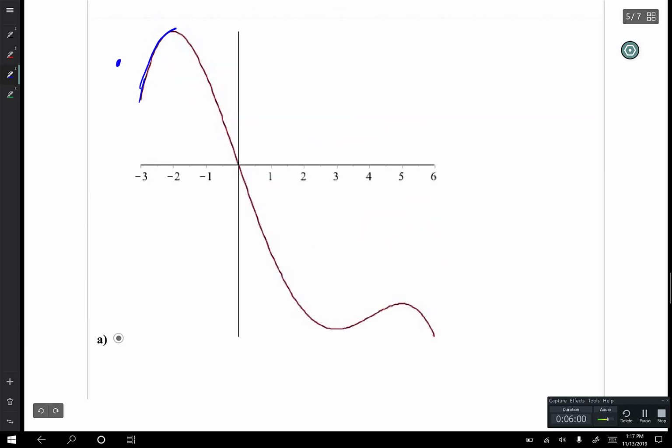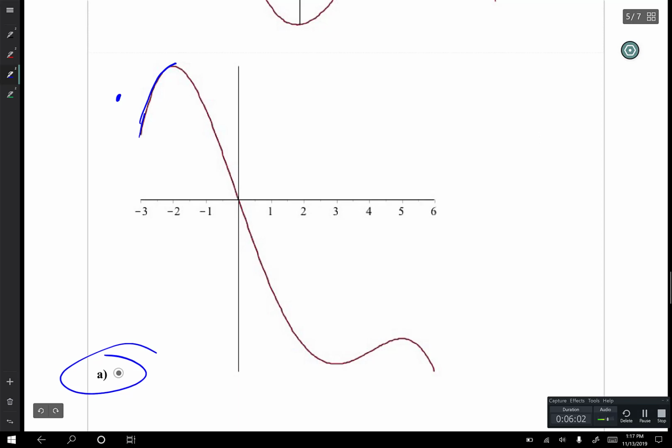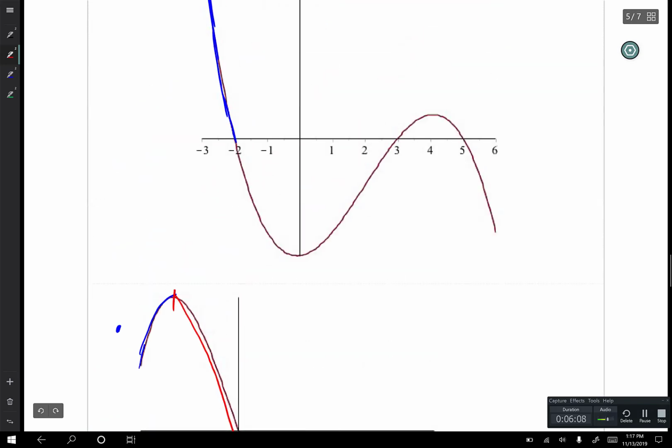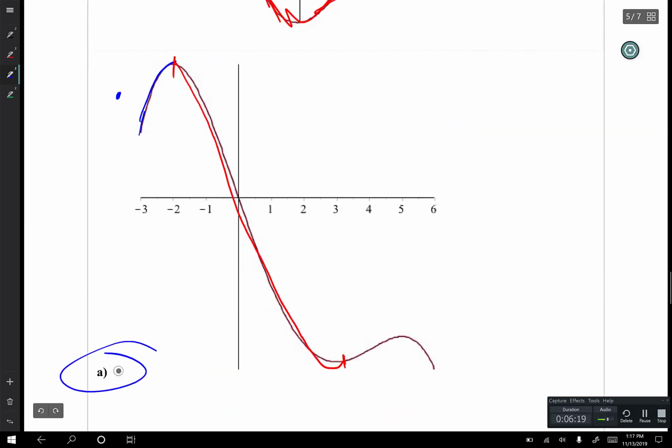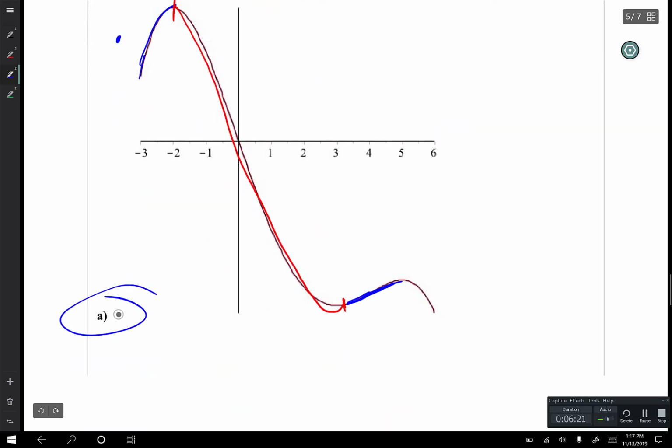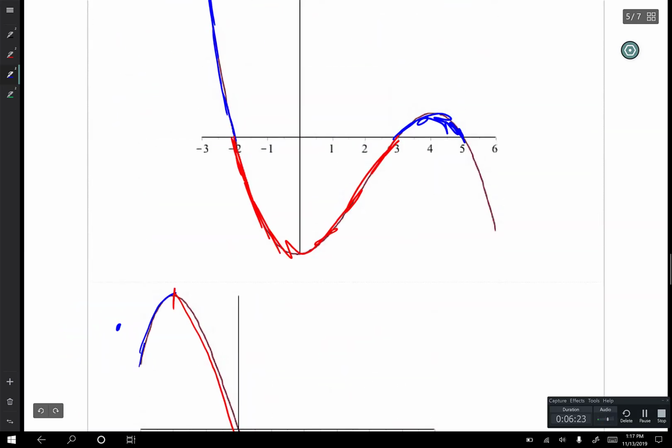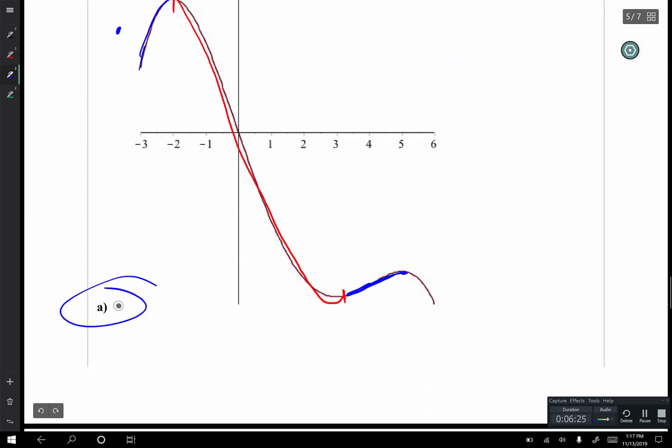And it has to be this one, guys. So notice that we're decreasing from negative 2 all the way to 3. So that means f prime is negative. And sure enough, f prime is negative from negative 2 all the way to 3. And then I'm increasing, and then I'm positive from 3 to 5. So then I'm increasing from 3 to 5. And then f prime is back to negative after 5. And sure enough, you're decreasing after 5.